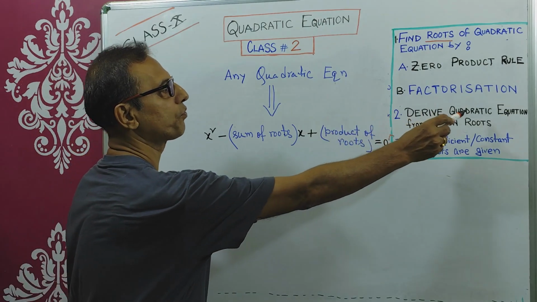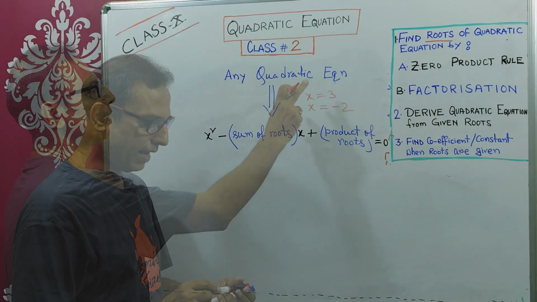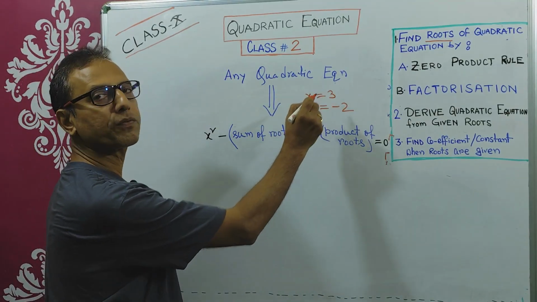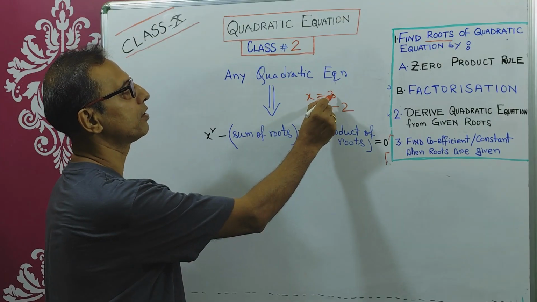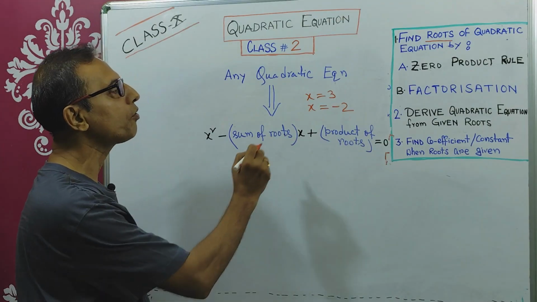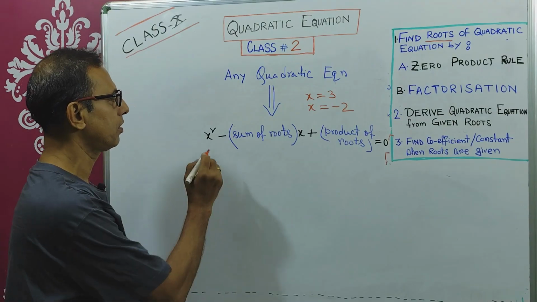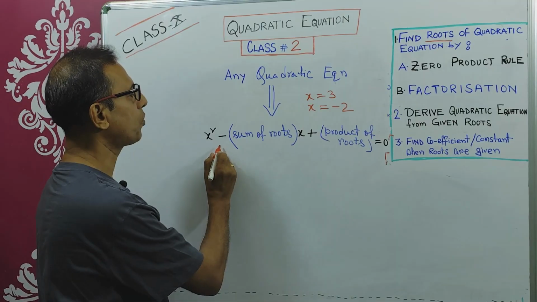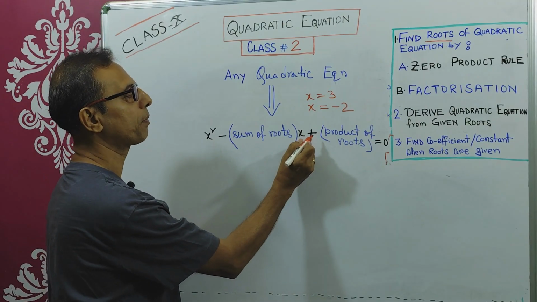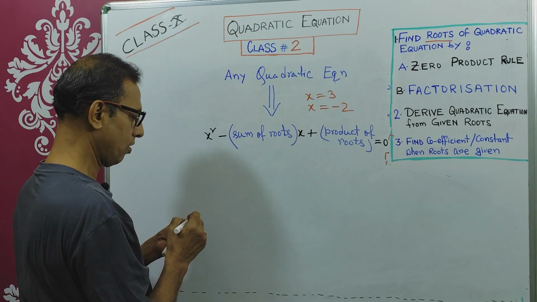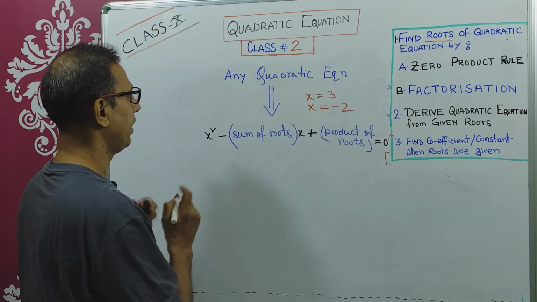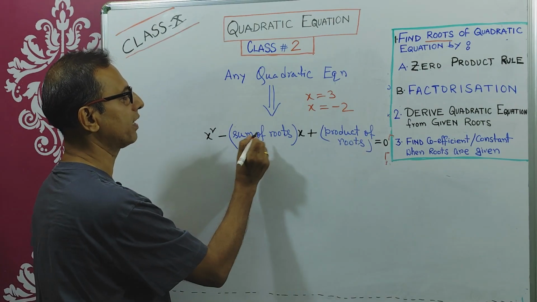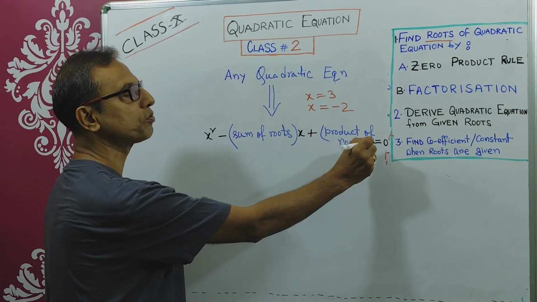There's a third one, derive a quadratic equation from given roots. Let's say you are asked to derive the quadratic equation where one of the roots is 3 and another root is minus 2. How will you formulate the quadratic equation? You straight away look into this formula: x square minus sum of roots into x plus product of roots. So you will write down first like this: x square minus sum of roots into x plus product of roots equals to 0.